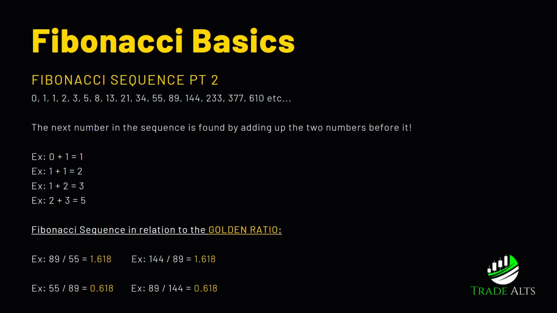Let's go to the next set of numbers. If you take 144, which again is part of the Fibonacci sequence, and divide 144 by 89, you get 1.618. And no surprise, flip it around again, 89 divided by 144 is 0.618. You can keep working down the Fibonacci sequence, and you see that it is literally in direct relationship with the golden ratio.